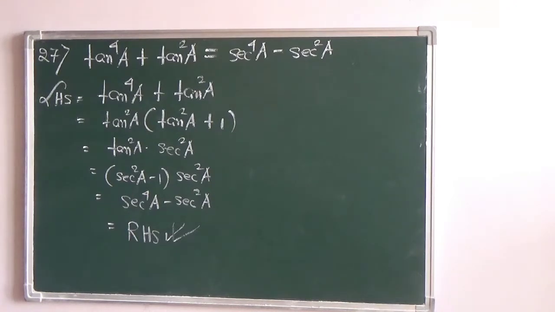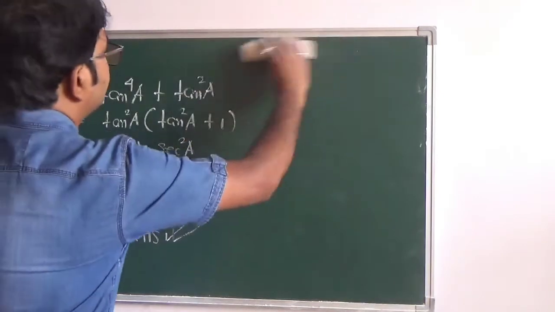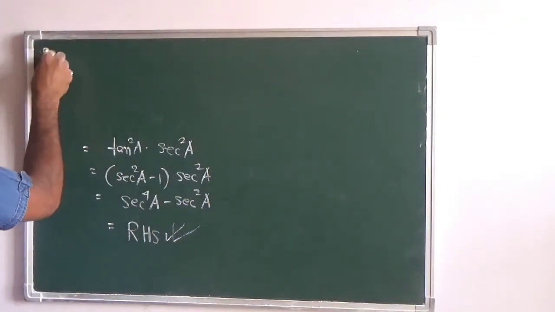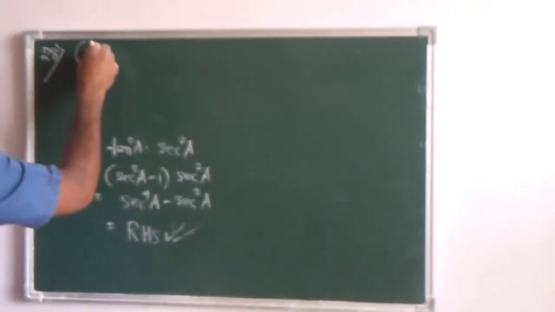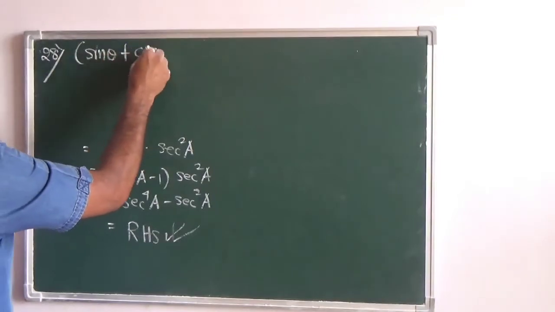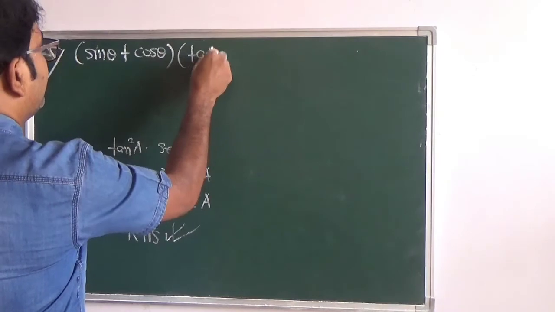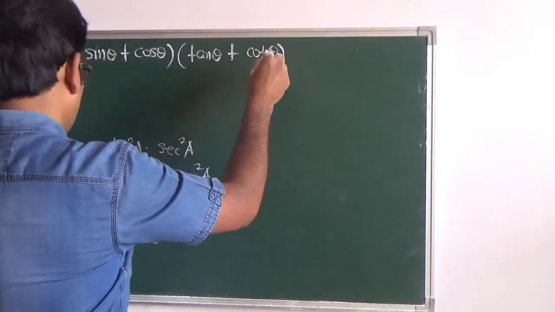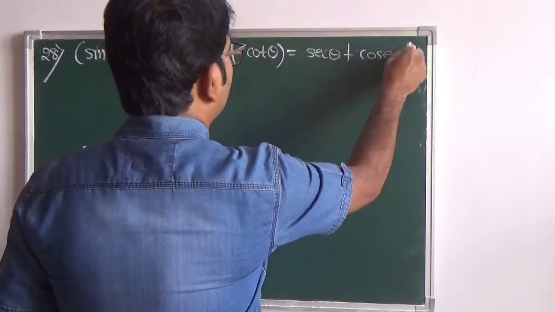Moving on to question number 28. Question number 28 is sin theta plus cos theta into tan theta plus cot theta. That gives us sec theta plus cosec theta.